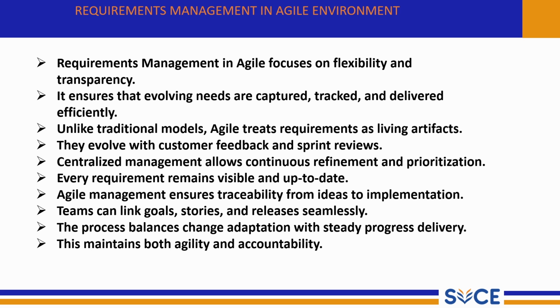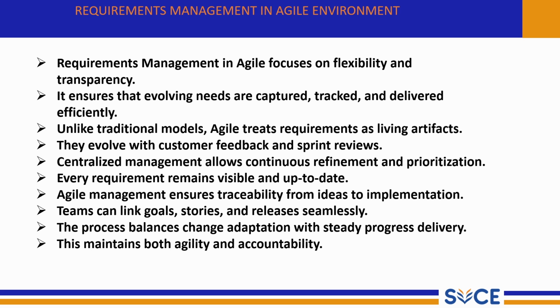They evolve with the customer feedback and sprint reviews. After every sprint, the team gets feedback from the customer during the sprint review. Based on the feedback, requirements can be added, removed, or modified. This keeps the product aligned with the customer expectation. Centralized management allows continuous refinement and prioritization. All requirements are stored and managed in a central place, usually the product backlog. The product owner continuously refines and prioritizes these requirements so that the most important features are developed first.